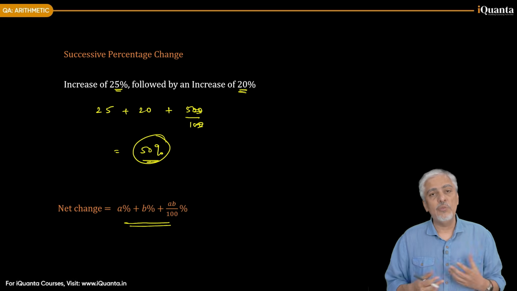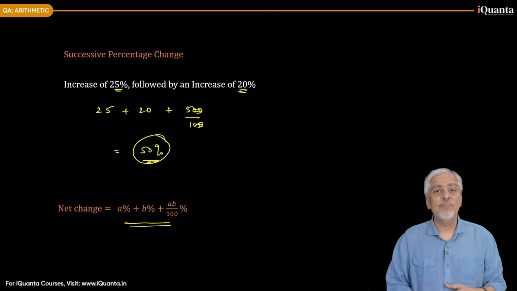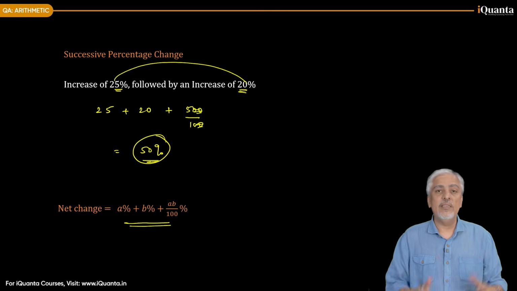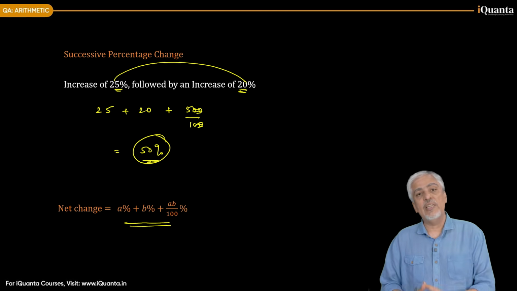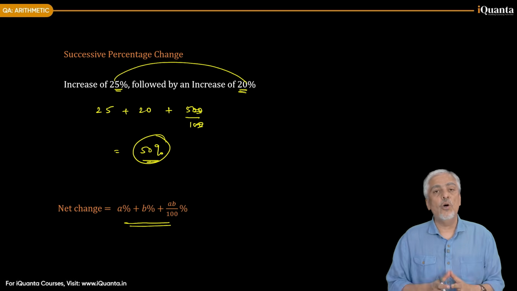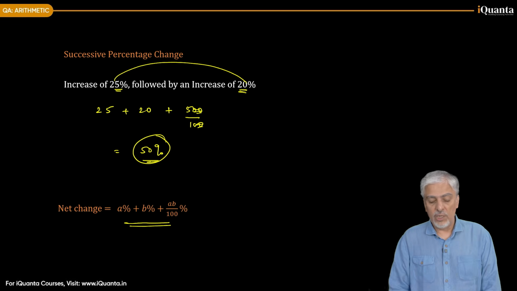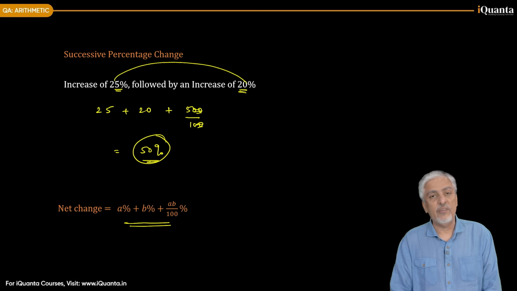Now, one more thing which people need to understand over here is that the order does not matter. Whether the increment of 25 came first or the increment of 20 came first, the order does not matter in any of the methods. Okay, in this method, nothing will change, only 20 and 25 will get interchanged.